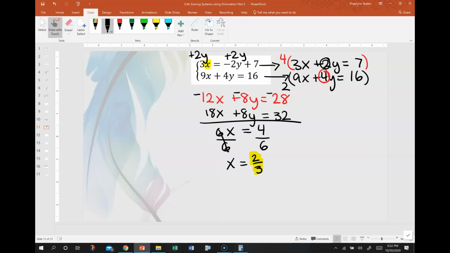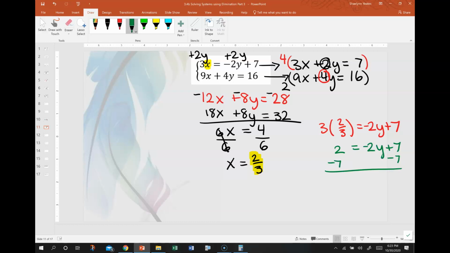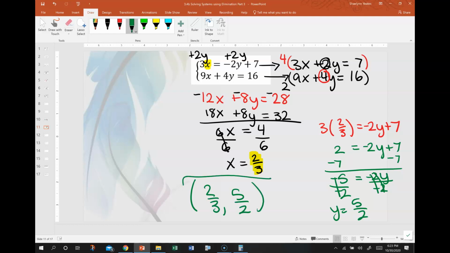So I've got 3 times 2/3 equals negative 2y plus 7. Well, 3 times 2/3 is just 2, equals negative 2y plus 7. So I can subtract 7 from both sides, and I get negative 5 equals negative 2y. Divide both sides by negative 2, and I get y equals, here the negatives cancel out, 5 over 2. So then my solution is 2 over 3 and 5 over 2. It is not pretty numbers, but we are okay.